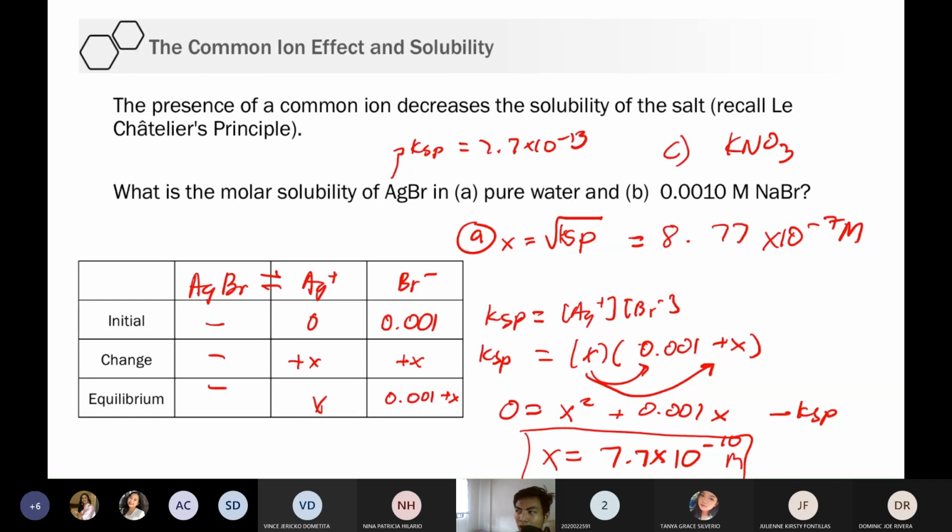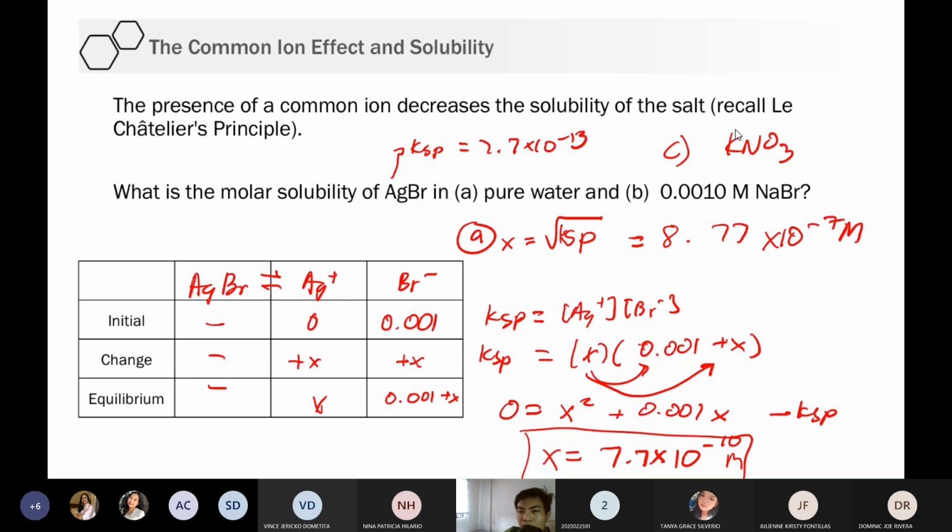What will be the effect of KNO3 sa AgBr? So, ito yung tinatawag nating salt effect, electrolyte effect, or diverse ion effect. Ito sa lecture to, chapter 4. Sabi doon, sa lecture, kapag diverse ions, ibig sabihin ions that are not common to your equation, magpapataas siya lalo ng solubility ng salt mo.